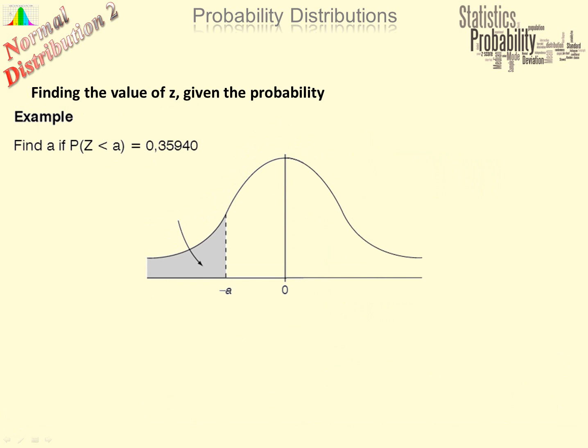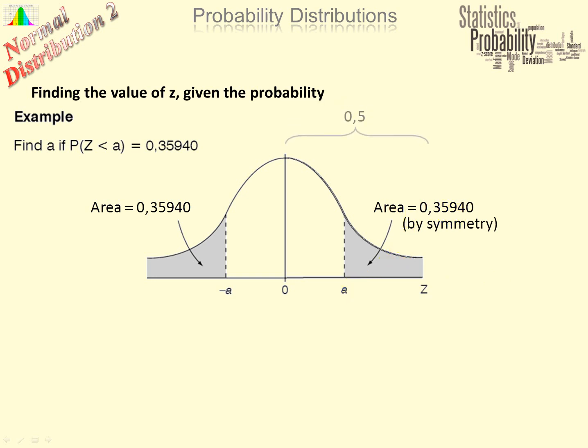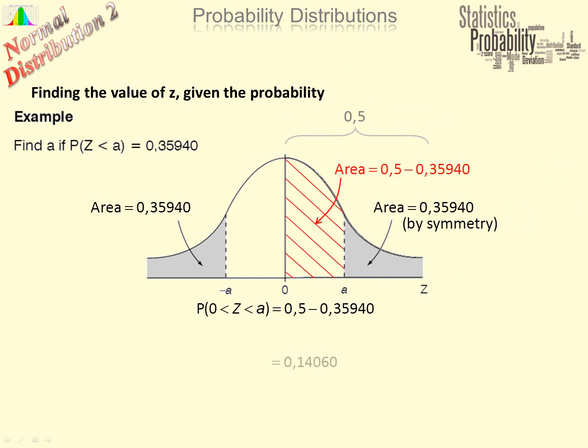So find A if the probability that Z is less than A is 0.35940. Now remember from the previous video, we're going to use the symmetry of the normal distribution to do this because the Z table only gives positive values. So that area is 0.35940, which means that area there with A is 0.35940. That's 0.5, and therefore the area from 0 to A is the subtraction, there it is there.